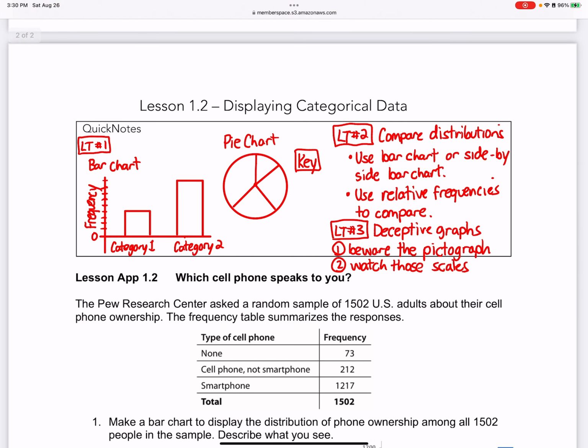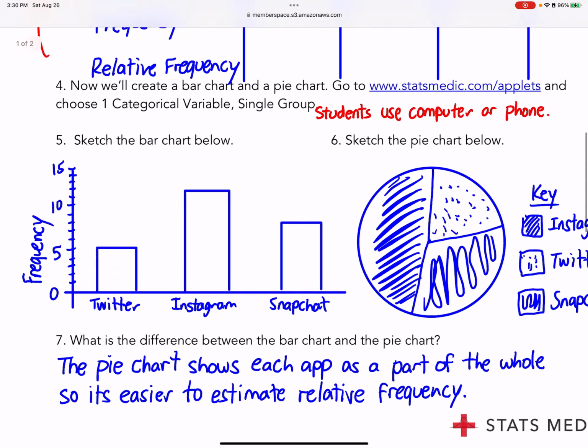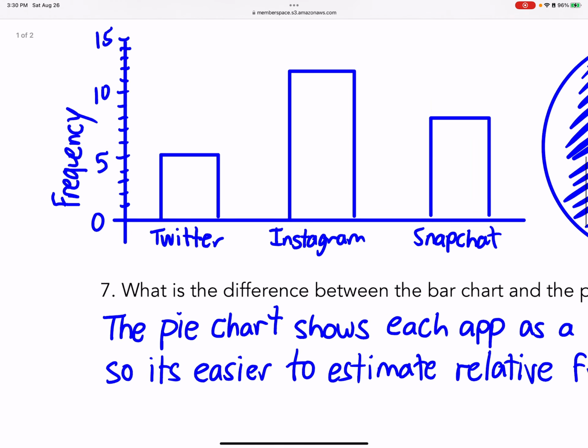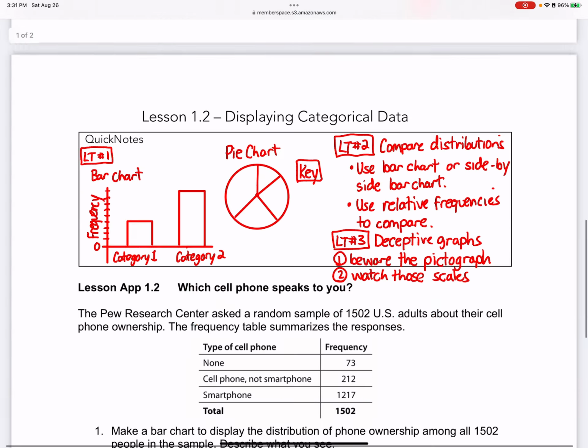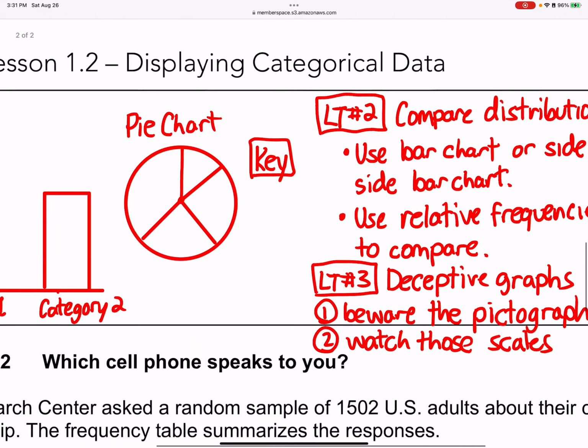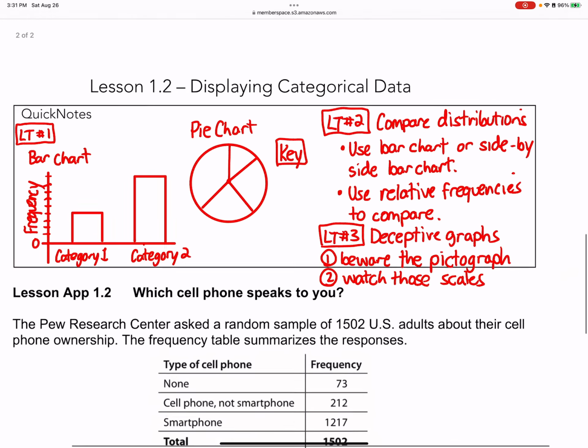For the quick notes, you can go ahead and write LT1, which is Learning Target 1. It shows you that with a bar chart, you need to make sure you have a title, that's bar chart, label, category 1, category 2 in this particular example. Label again on the y-axis, which was frequency, and then your tick marks, so you're going to actually label it. For instance, on this Twitter one, we have my labels of Twitter, Instagram, and Snapchat, and the frequency showing on the y-axis. For the pie chart, you need to make sure you have a key.